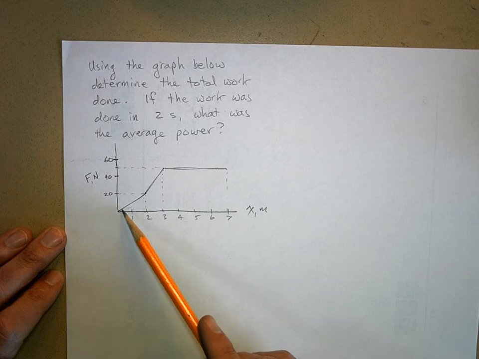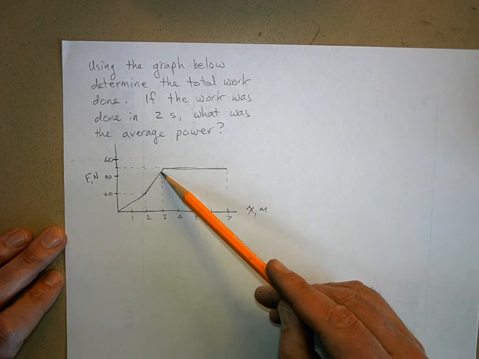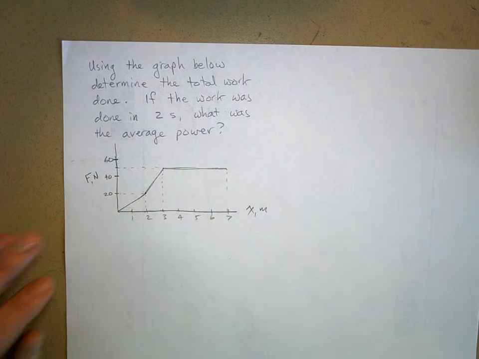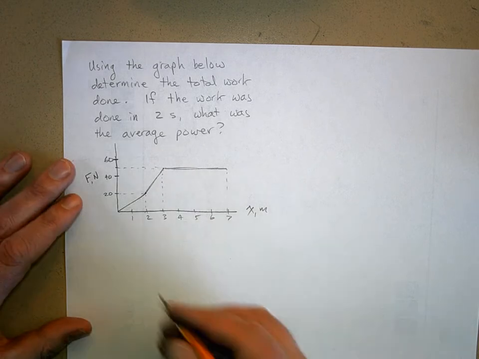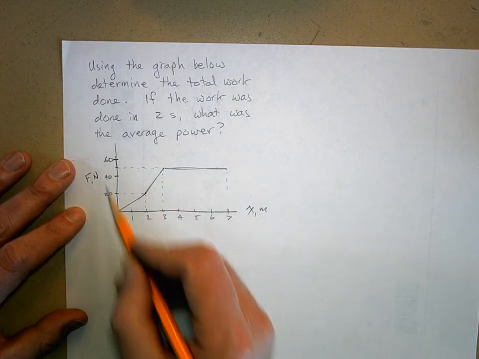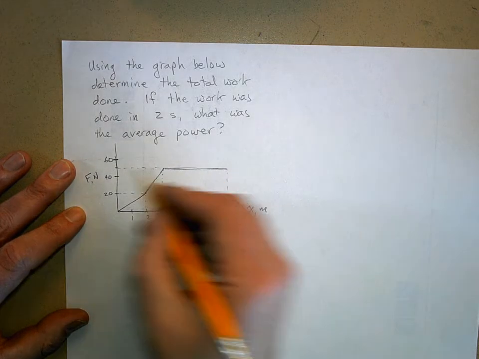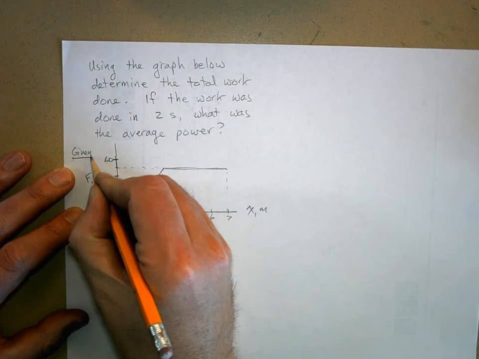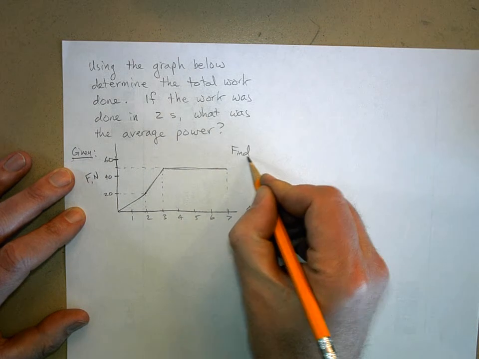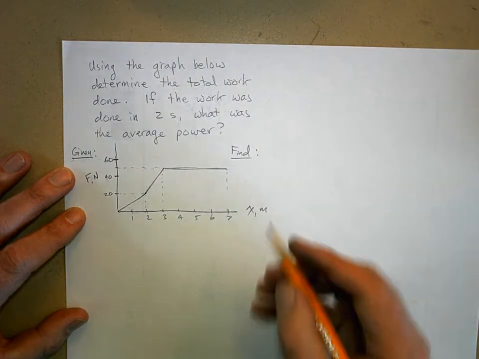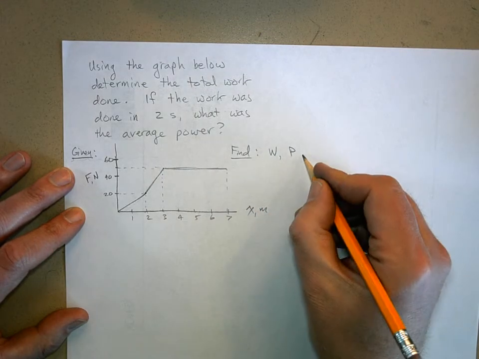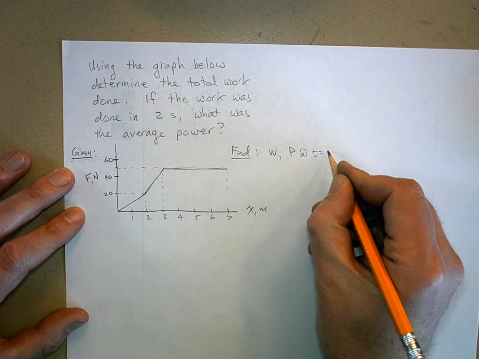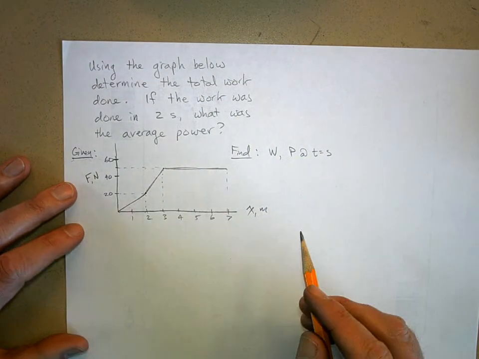Because at first, the force was very weak. It starts at 0. And then it gradually increases, and then it increases at a greater rate, and then the force stays the same. So this is some kind of weird mechanical device that can do work. And so, to solve this, here's what's given. I'll just put given. And then here's what we're trying to find. We're trying to find the work done, and then we're trying to find the power after when t equals 2 seconds. The average power. All right, so let's solve it.